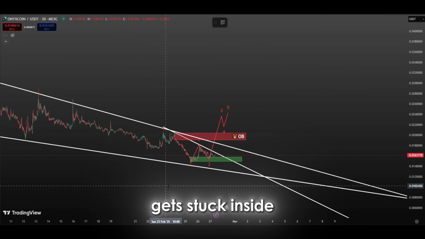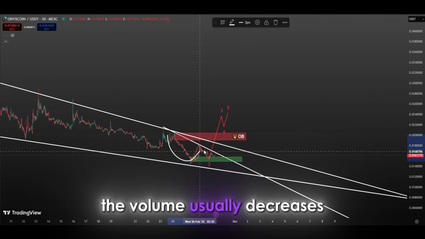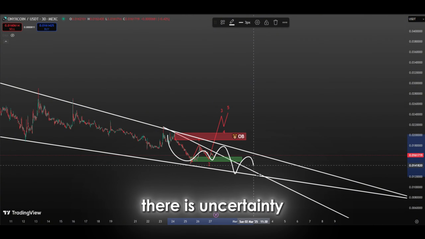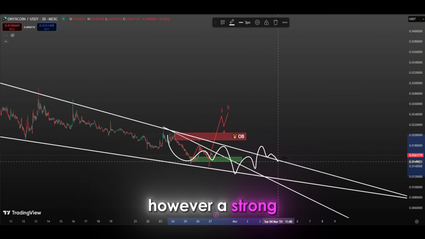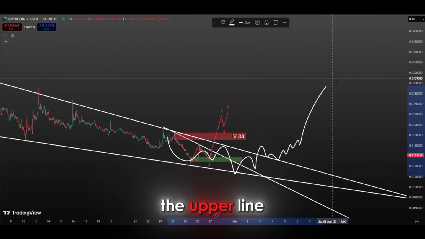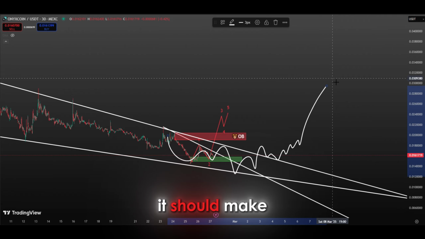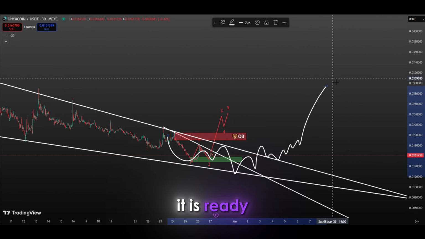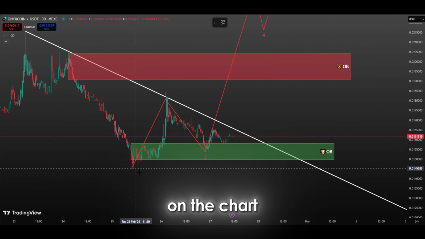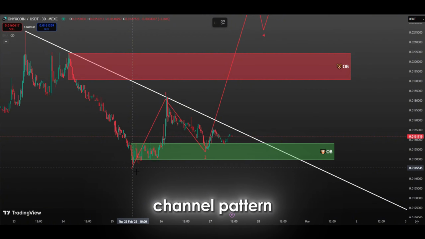As the price gets stuck inside the pattern, the volume usually decreases. This means that there is uncertainty in the market. However, a strong bullish move usually starts when the upper line of the wedge pattern breaks. This is because the breakout of the pattern indicates that a new direction is emerging in the market and buyers are taking control. Once the upper line is broken, it should make a retest, and after the retest, it is ready to move up.